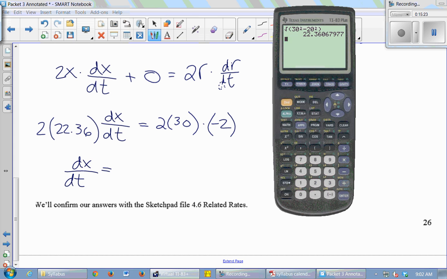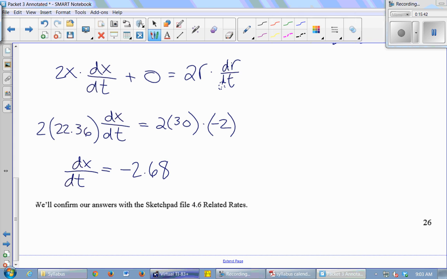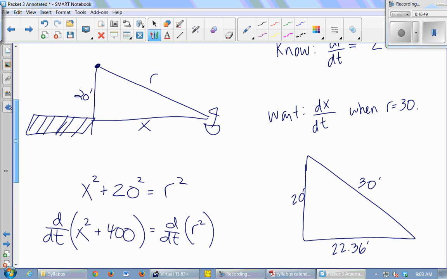So that's -120 divided by 2 times 22.36. -2.68. Does it make sense that that came out negative? Yeah, because if you look at our original picture, the boat is moving towards the dock, so x is getting smaller, x is decreasing, that distance is decreasing, so its rate of change should be negative.